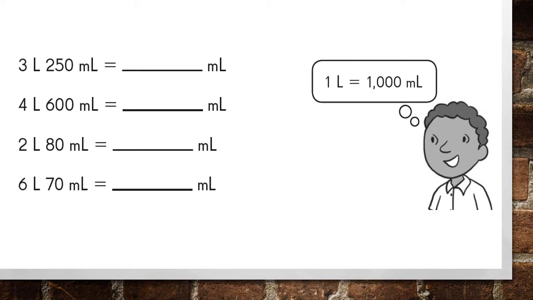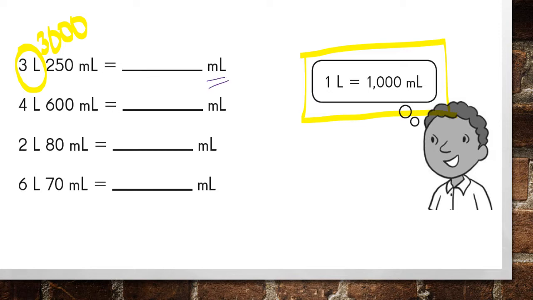Here we're going to be converting. The reminder on this page is really important. This student is reminding himself that 1 liter is equivalent to 1,000 milliliters. So if I have 3 liters, it's like saying I have 3,000. When I go to convert that, I just need to know how many milliliters I have. So I have 3,000 because there were 3 liters, and 250 milliliters. So that's going to be 3,250 milliliters.